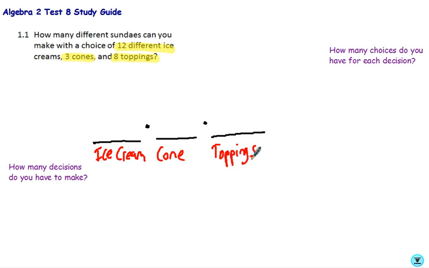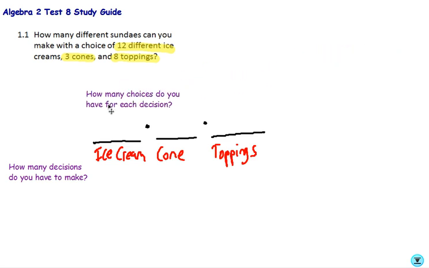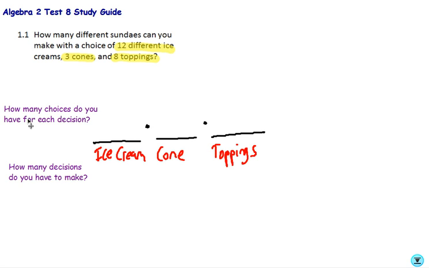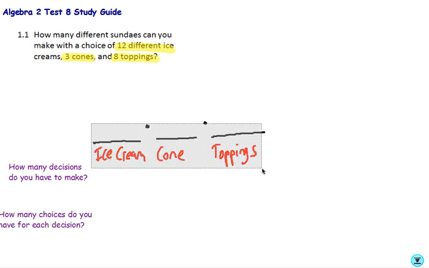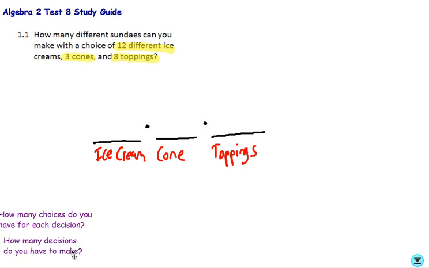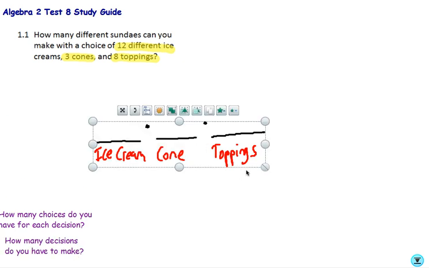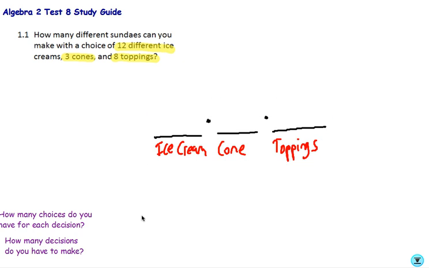Now, how we're going to set this up is referred to as the fundamental counting principle. It basically says that if you take the number of decisions that you have to make, and figure out how many choices you have for each of those decisions, you can find the number of different ways you could come up with a combination just by multiplying those things together.